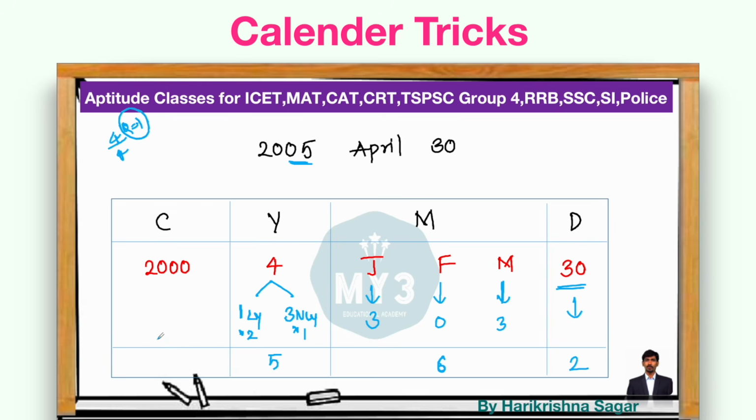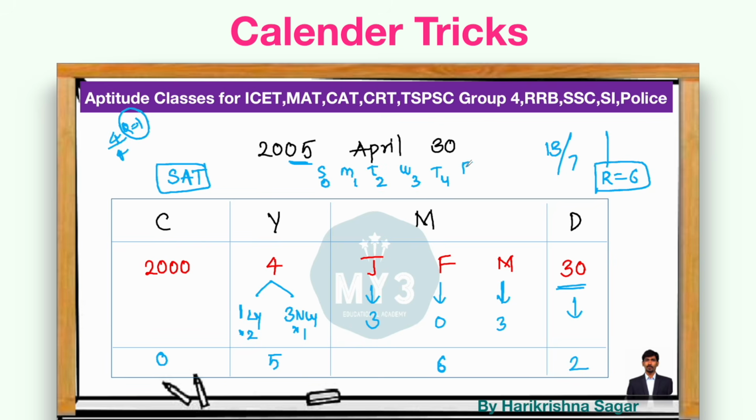And 2000 is a leap century, the number of odd days is 0. So if you add up these numbers, 5 plus 6 plus 2, which is equal to 13. 13 divided by 7, the leftover remainder is going to be 6. If you are getting 6, that means the answer is Saturday. Remember, Sunday is 0, Monday is 1, Tuesday is 2, Wednesday is 3, Thursday is 4, Friday is 5, and Saturday is 6. So the answer is Saturday. Mark it as the answer choice.